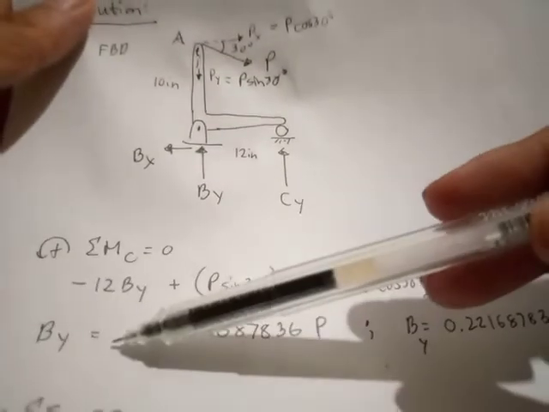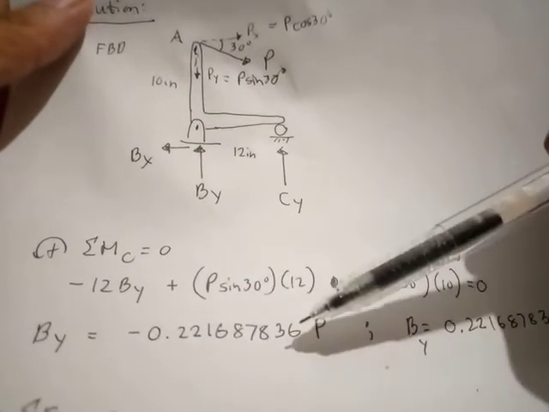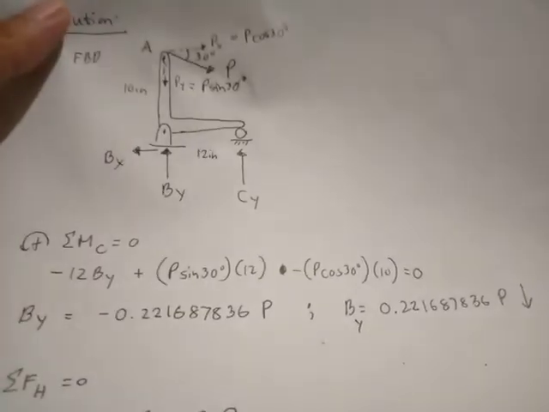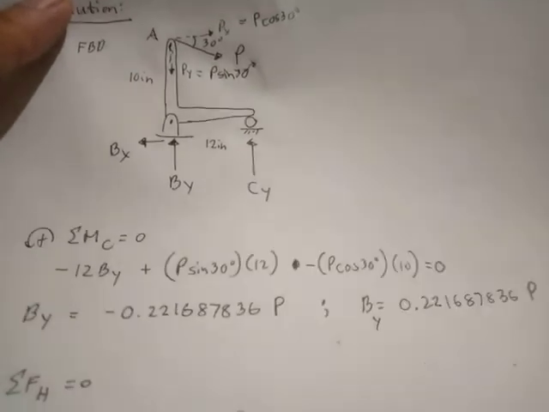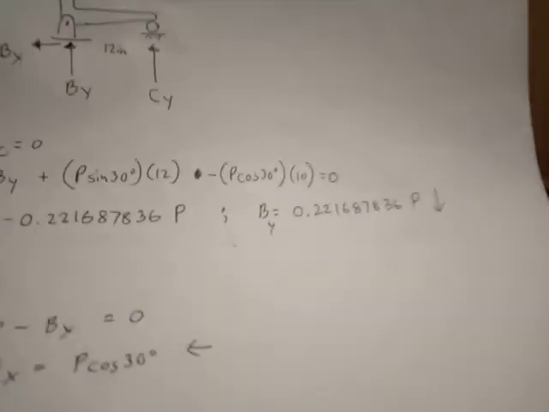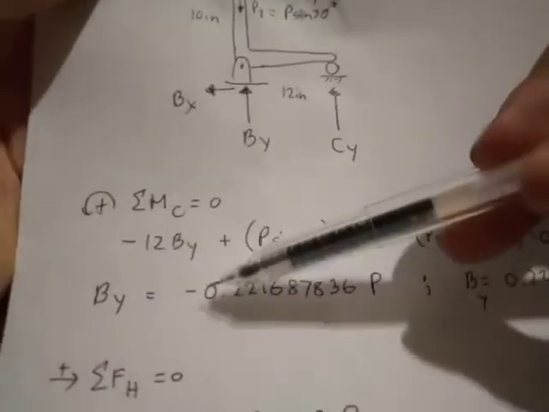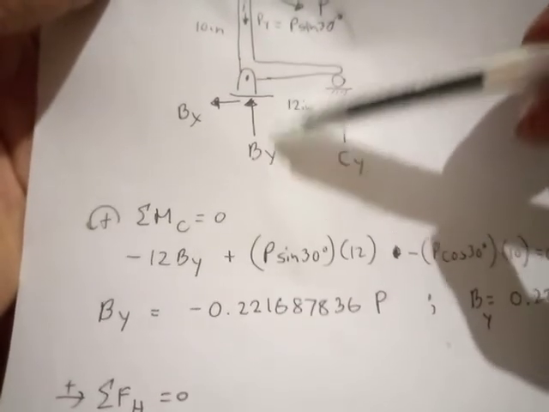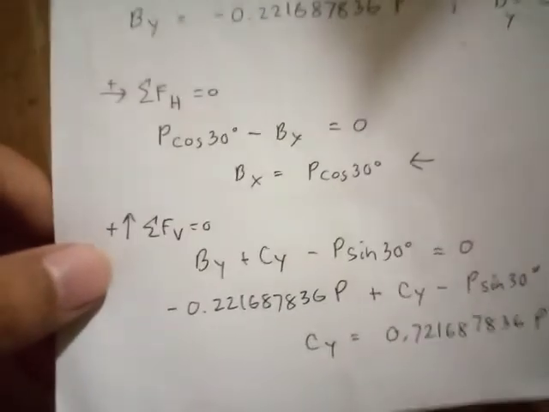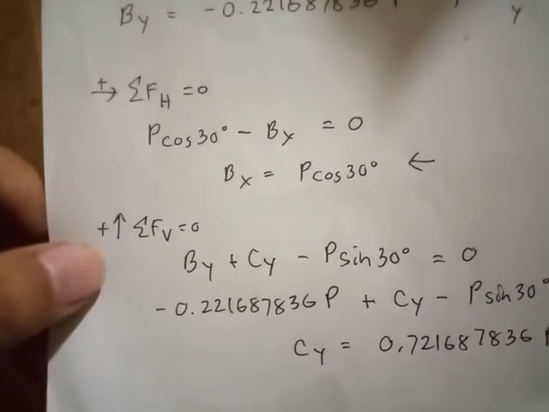Yan. So, nakuha natin na si By is, ito yung value, negative 0.22168786P. And then, again, okay, nakuha natin yan. So, or equivalent to By is equal to 0.22168786P. Kasi negative eh. Then, nag-assume tayo na upward siya, pero negative siya. So, pababa pala yung By natin. Ganito. Okay? So, and then again, meron tayong another equilibrium equation.